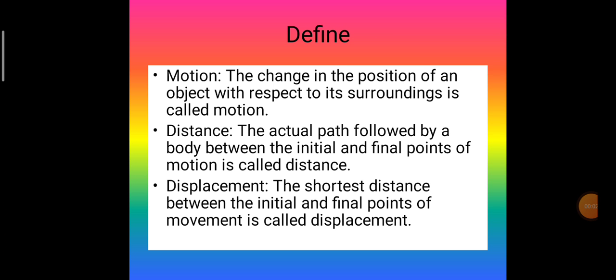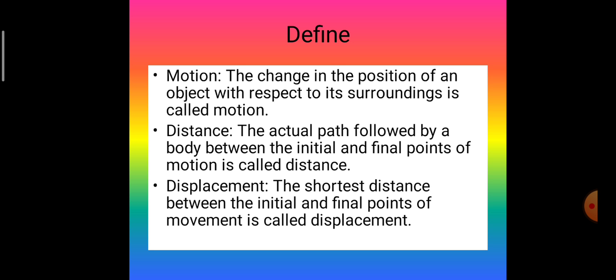So, children, now let us begin with the exercise. Before we start writing the exercise, you have to write certain definitions. The first definition is of motion. It is change in the position of an object with respect to its surroundings. Next, distance. It is the actual path followed by a body between initial and final points of motion.